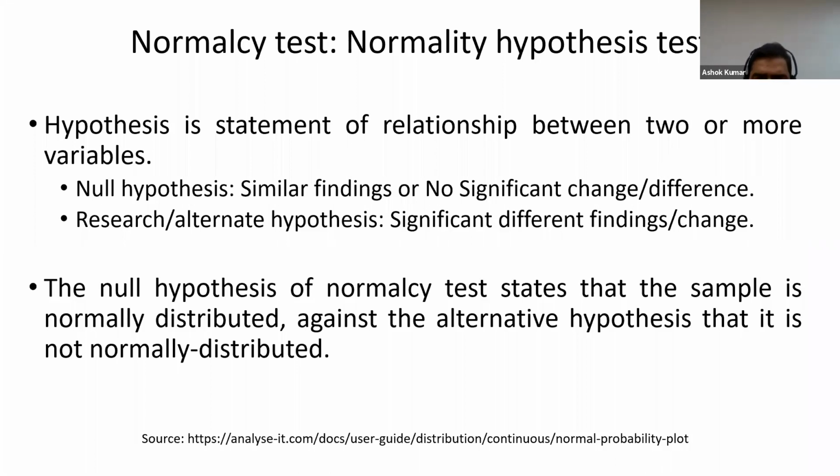The null hypothesis of the normalcy test states that the sample is normally distributed, and we want our sample to be approximately normally distributed. So we don't want to reject the null hypothesis, against the alternative hypothesis that it is not normally distributed. So in the normalcy test, we favor the null hypothesis. In other conditions, we favor the alternate hypothesis. We want the alternate hypothesis.